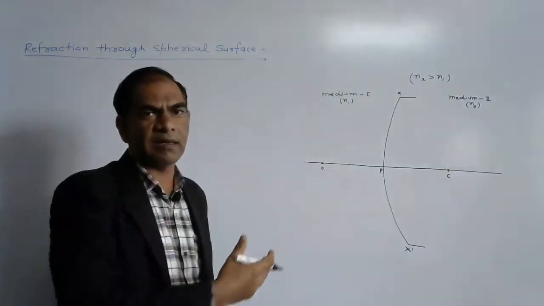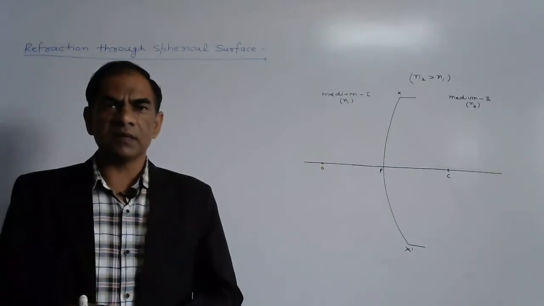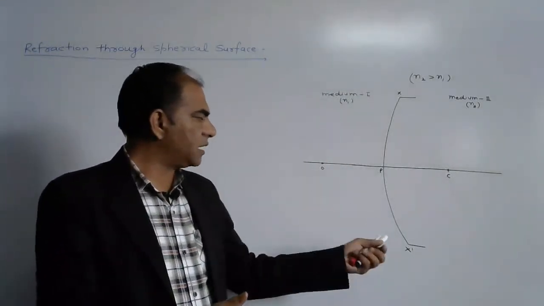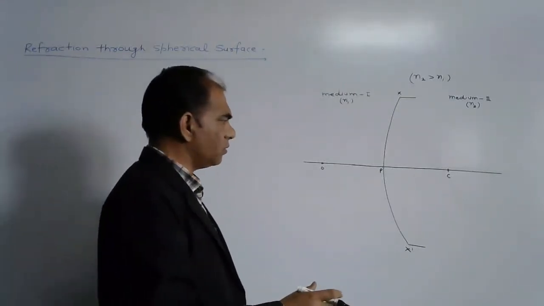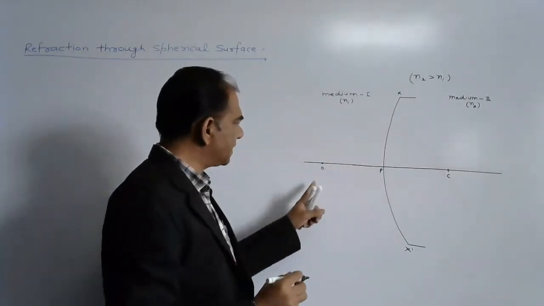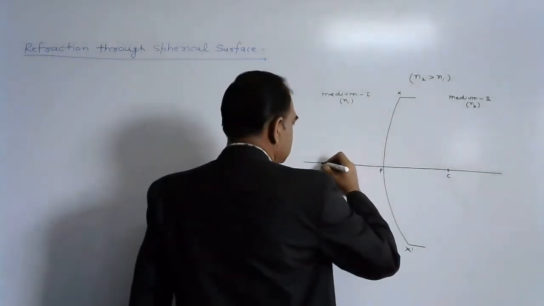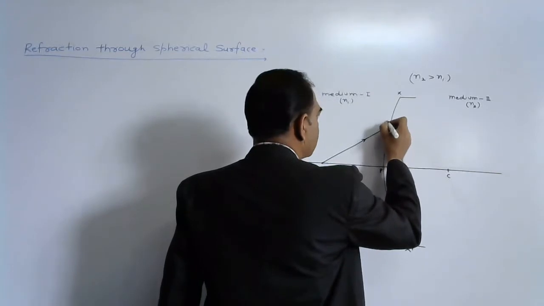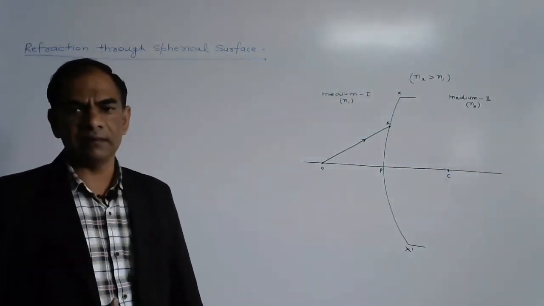We consider C to be the center of curvature. The center of curvature is the center of that sphere. The part XPX' is part of that sphere. This is a point object at point O. Light starts from here. This is the incident ray that falls on the surface at point K. This is the point K we consider.